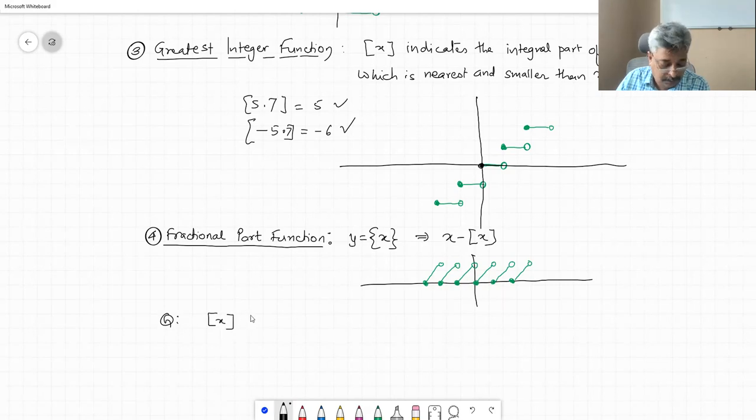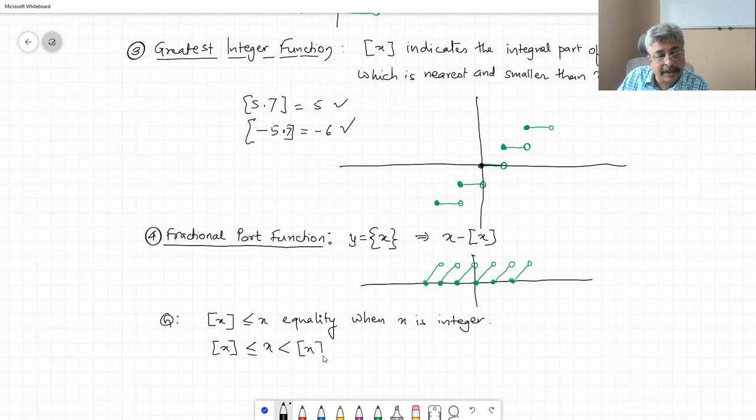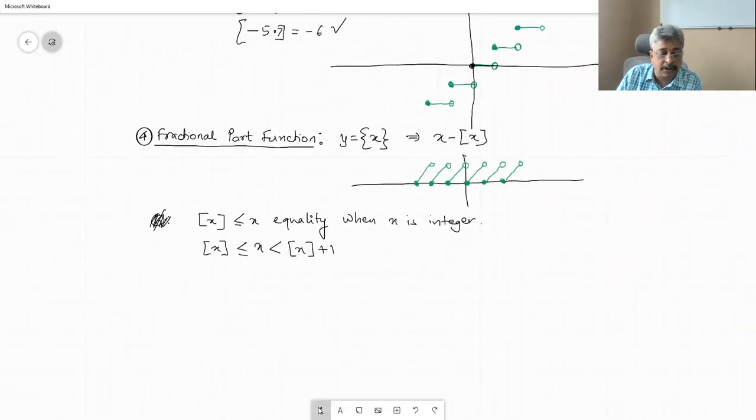Greatest integer x is less than or equal to x. When is the equality? Equality when x is integer. Greatest integer x is less than or equal to x, which is strictly less than greatest integer x plus 1. I mean, these are not questions, these are the properties or things that we keep ready with us as far as greatest integer is concerned.